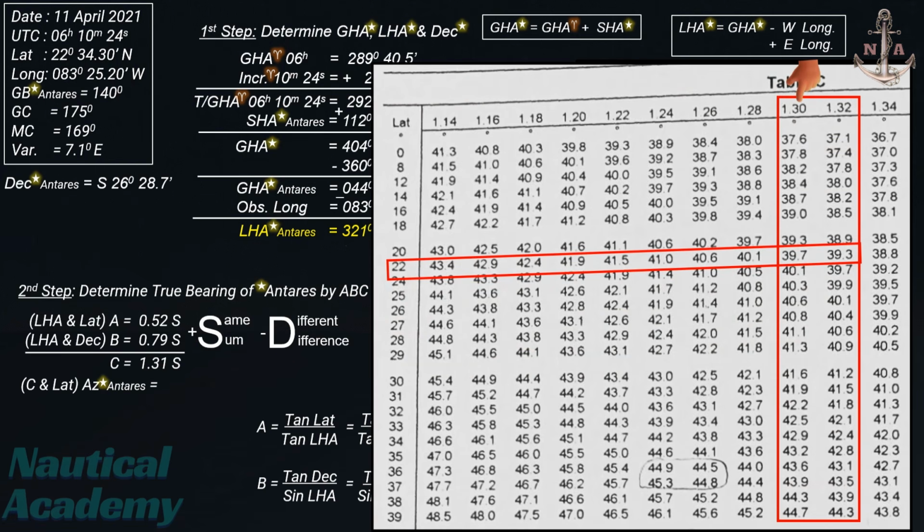which lies between 1.30 and 1.32. The corresponding azimuth values are between 39.3 and 39.7 degrees. By inspection, the azimuth of Antares is 39.5 degrees. If we are confused, simply add both values, then divide it by 2, and we get the same result.